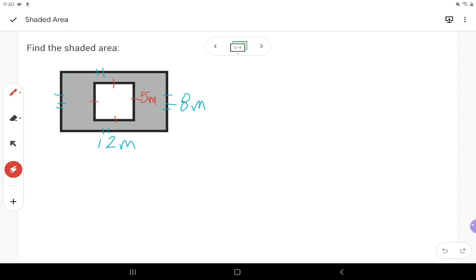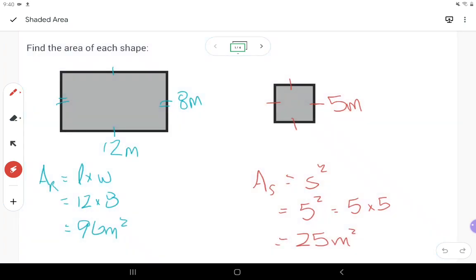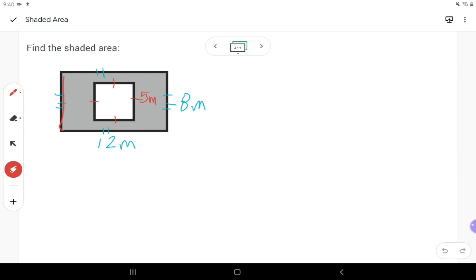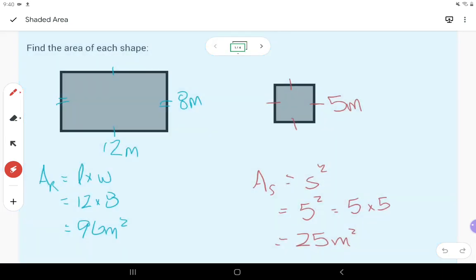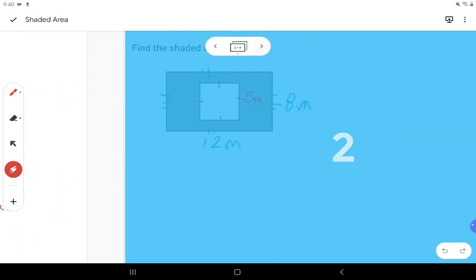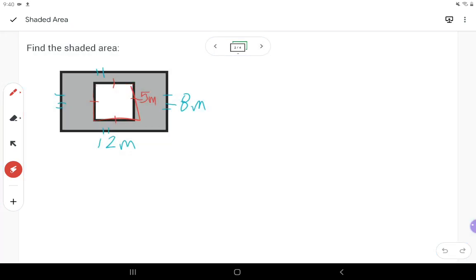how big is the area that's left over that is shaded or filled in? So really, this is kind of like what we just had on the last one here. I have a rectangle that's 12 by 8, and I can see that I still have my rectangle that's 12 by 8. And then I have the square, which was 5 by 5, and then I've got this square, which is 5 by 5. So I have the same shapes as I had on the previous page.